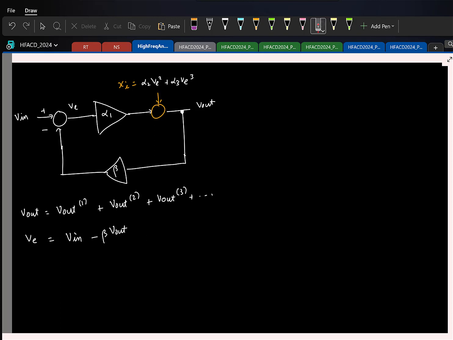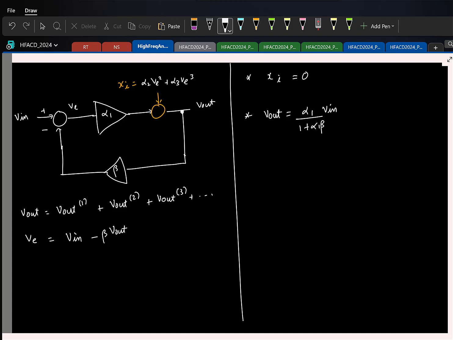Again, the first step, now it's a linear system. Let's not consider this input. We'll only consider V in and find what is V out. So for the first step, I'll assume that my xi is 0, that is the injected signal here is not there. So I'll find V out. What is V out? Alpha 1 by 1 plus alpha 1 beta V in. So this is my linear term V out 1, right? Let me directly write it here. Fine. This much is straightforward.